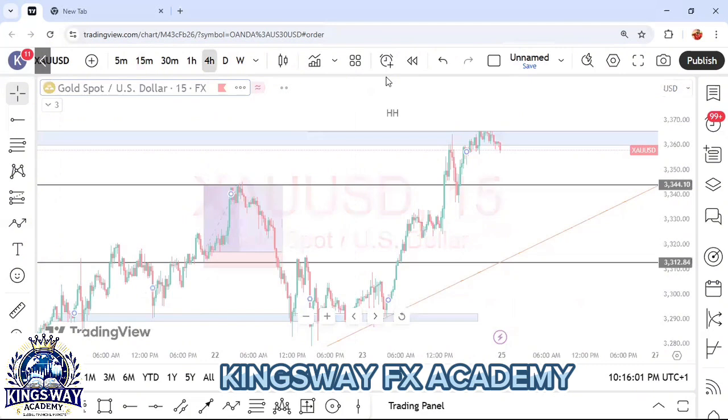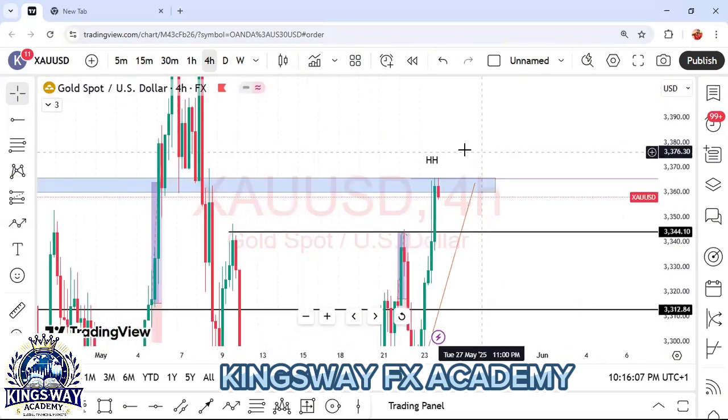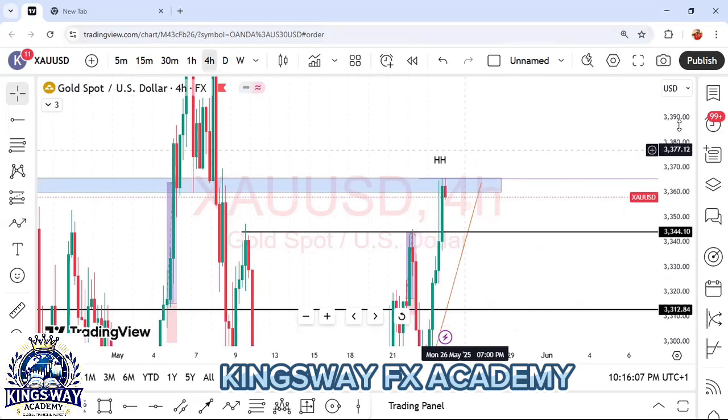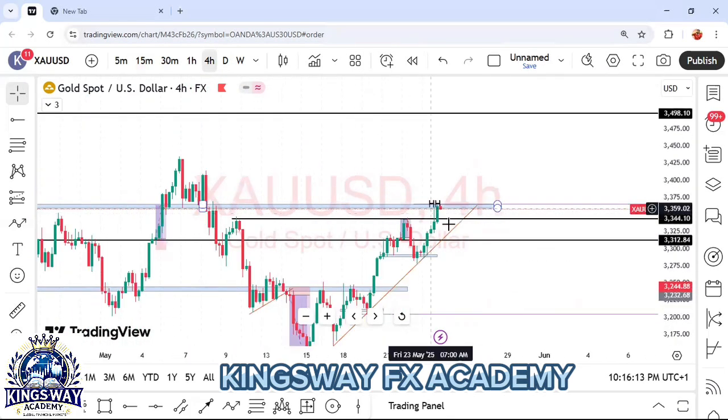So what I'll be expecting for this coming week on gold would be, we are currently at this zone here. We are currently at the resistance zone. So I'll kindly wait for a retest. We might actually see a retest of this zone to this level which we broke out from. So we might see something like this. This is a 4-hour time frame.